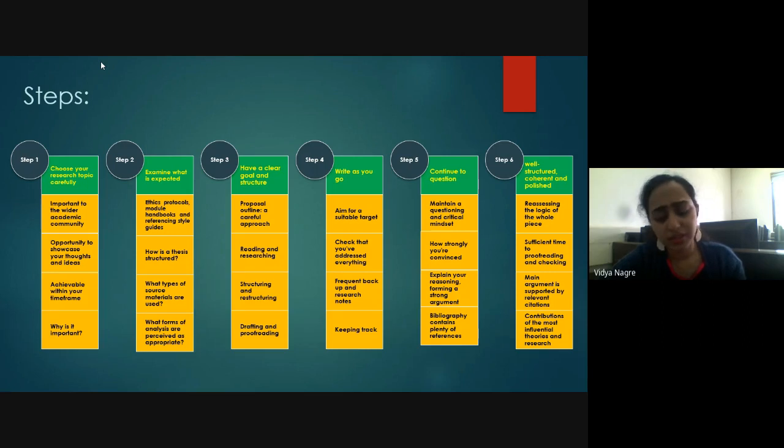You can start collecting data while reading or studying the referencing style also, but before you start writing, you should have a fair understanding of the referencing style which you are going to use and apply in your study. You also have to think about how the thesis is structured.